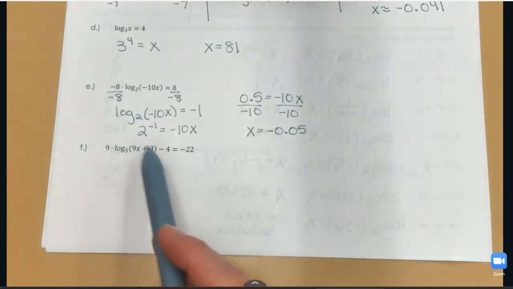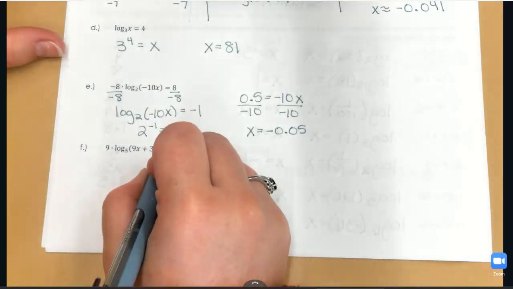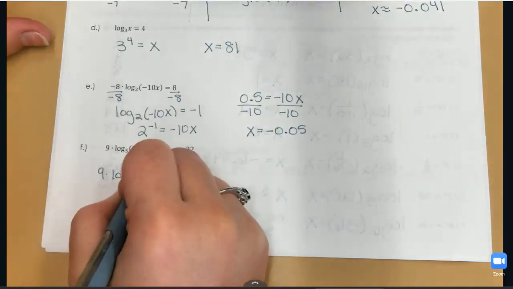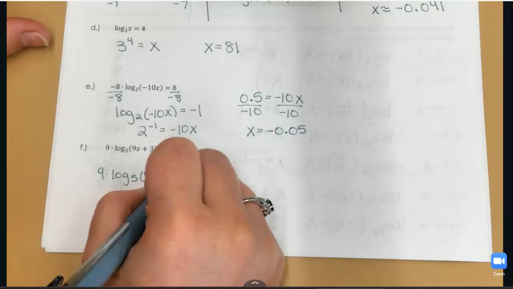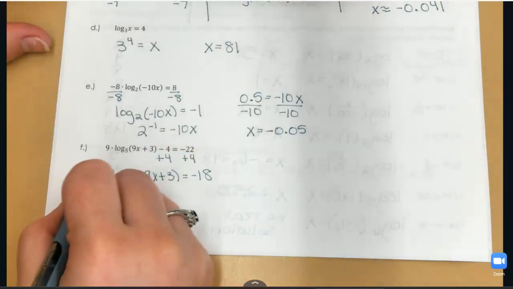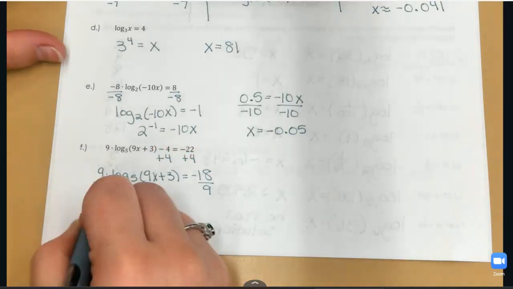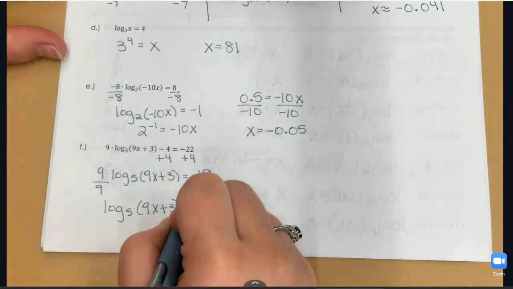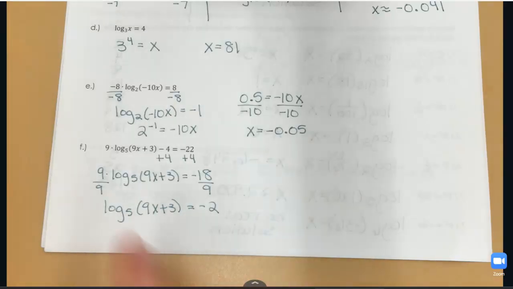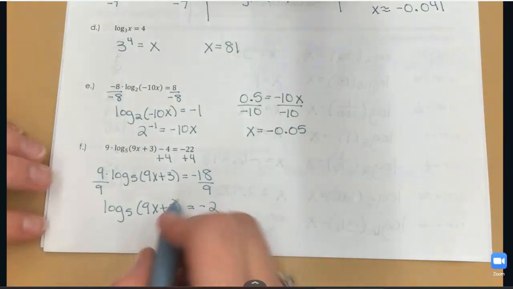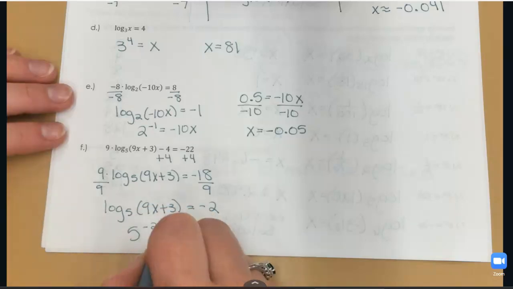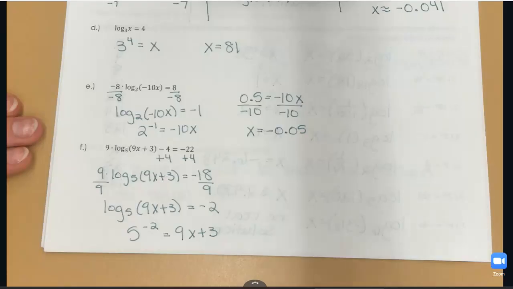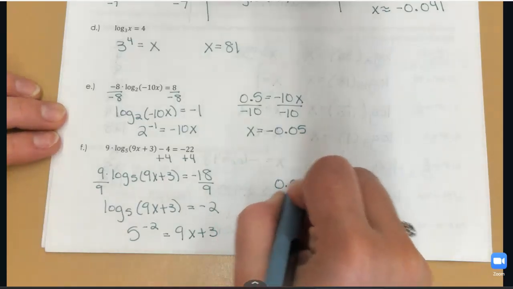Okay, last but not least, to get my log alone, first I'm going to have to add this 4. Then I can divide both sides by 9. Okay, my log is by itself, so I can rewrite this in exponential form. This will be 5 to the negative 2 equals 9x plus 3. Well, 5 to the negative 2 is 1 over 25, or 0.04.